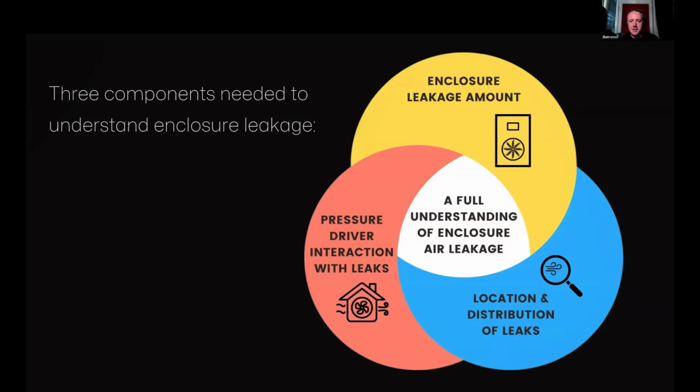And then the other thing is the pressure driver interaction with the leaks. And so there's 3 pressure drivers that we see that occur in buildings that cause leaks to occur. Really, to have a leak, you got to have 2 things. You got to have a hole, and then you got to have a pressure difference across that hole. If you have a hole and nothing is happening, then nothing is leaking.